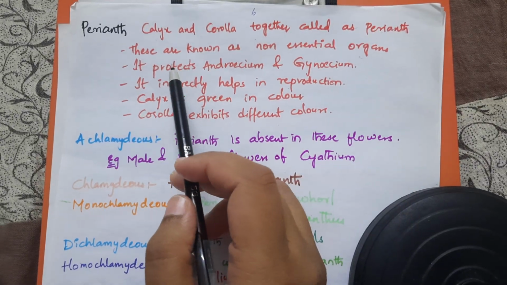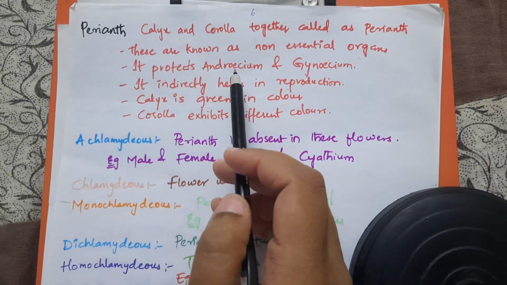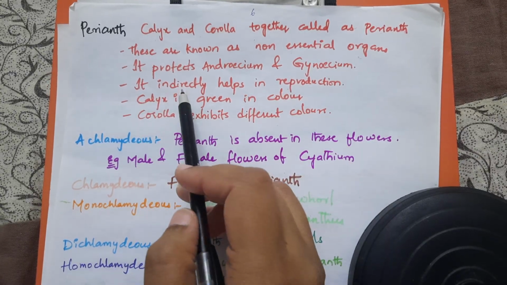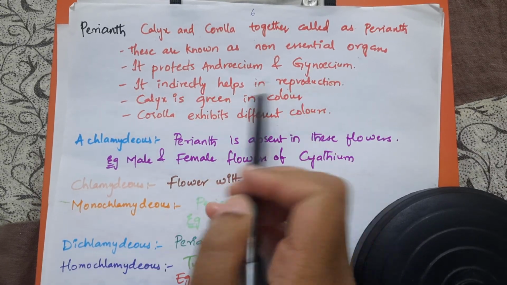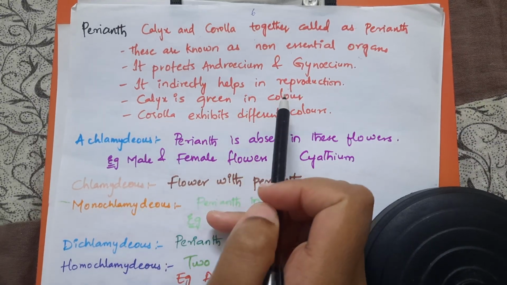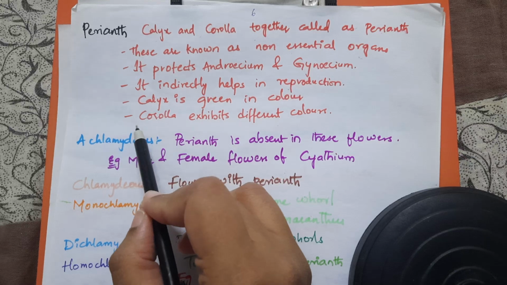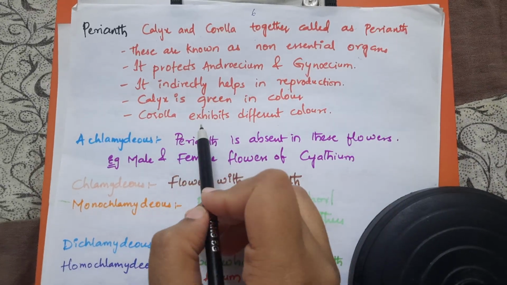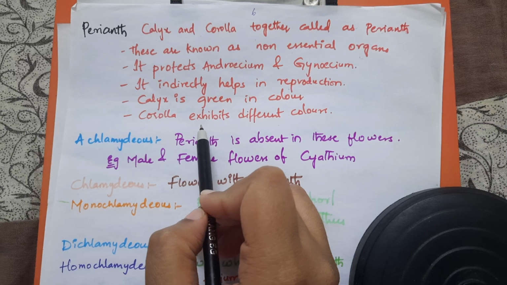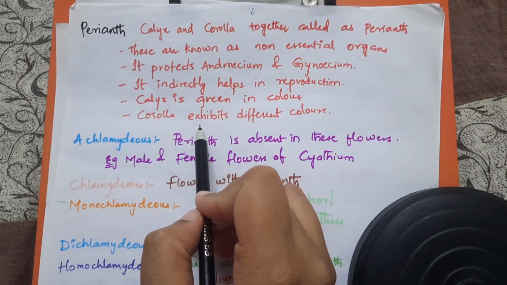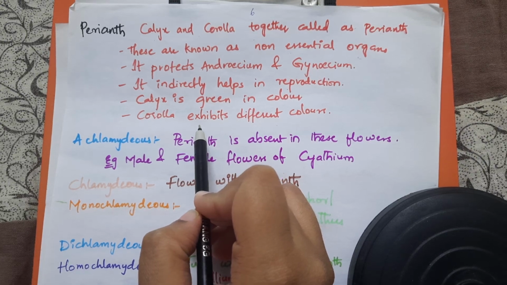So these are considered non-essential organs. Then what is its function? It protects the androecium and gynoecium, and it indirectly helps in the reproduction. The calyx or the sepals are green in color, and the corolla exhibits different colors. The main function of the corolla is to give the flower an attractive nature so that insects will interact, which helps in cross pollination.